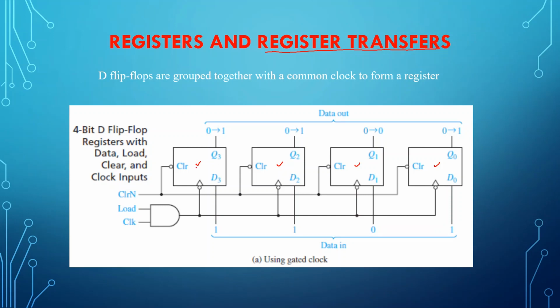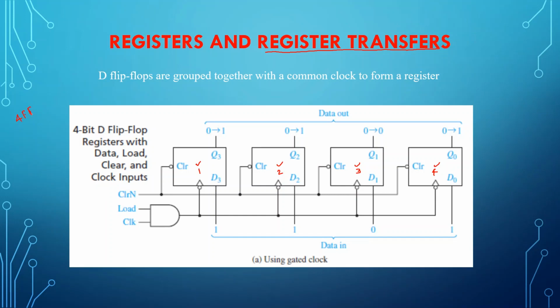These are nothing but your D flip-flops. There is the first D flip-flop, second D flip-flop, third D flip-flop, and fourth D flip-flop. Can you see that these four flip-flops are connected in a group? As these four flip-flops are connected in a group, I can call them a register. Now if I ask you how many flip-flops are connected, you will directly say, sir, four flip-flops are connected.